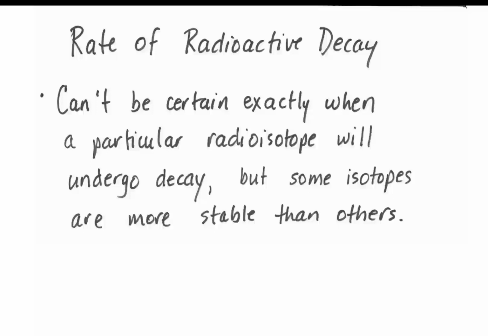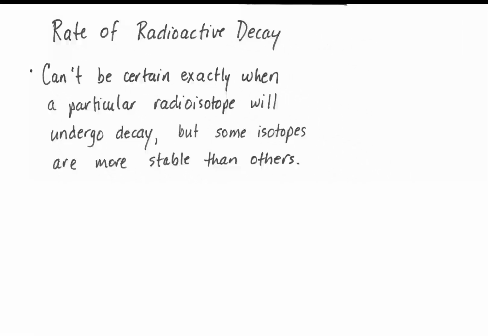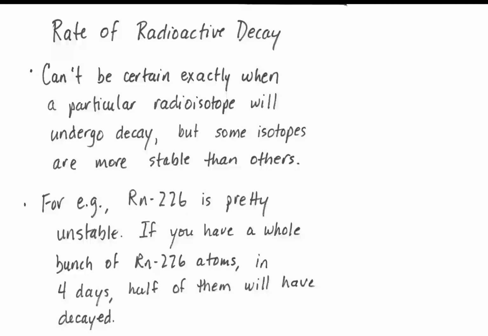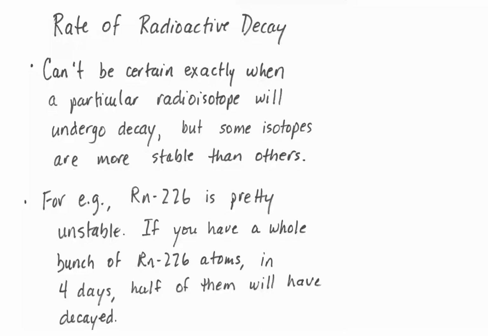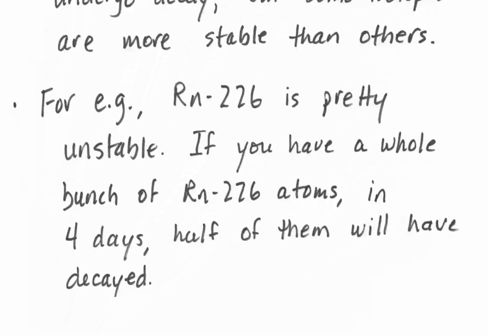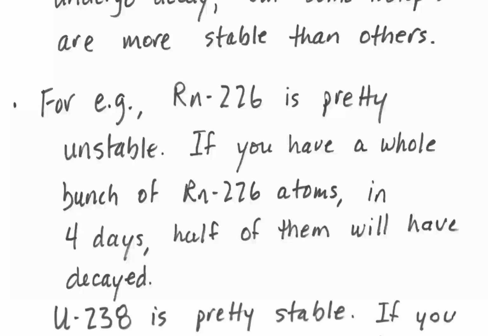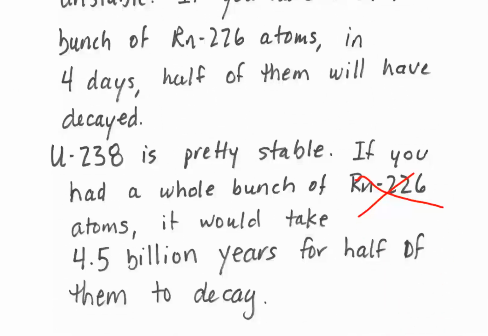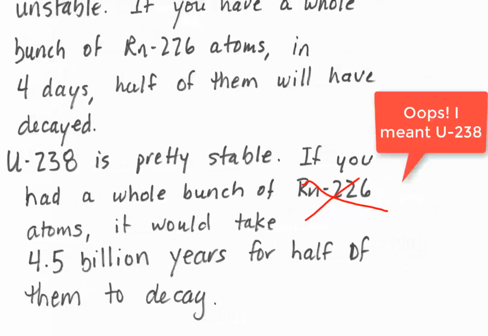Now, we can't say exactly when a particular atom will decay, but we can say if we have a whole bunch or population of atoms of a radioisotope, they're going to decay either at a faster or a slower rate. Radon gas is pretty unstable, and if you had a whole jar of those atoms, within 4 days, half of the atoms will have decayed, right? Become stable isotope. And then we can compare that with a much more stable isotope like uranium-238. It would take 4.5 billion years for half of them to decay.